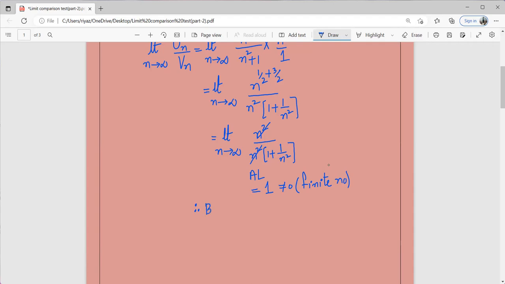What is the statement of this limit comparison test? Limit comparison test. What do you say in short form? Summation un and summation vn behave the same. Converges or diverges together means behave the same. But what is summation vn?